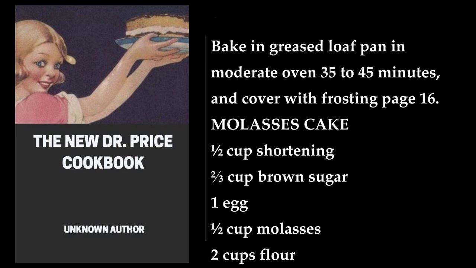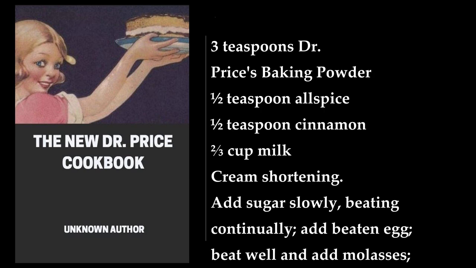Page 16. Molasses cake. 1/2 cup shortening. 2/3 cup brown sugar. 1 egg. 1/2 cup molasses. 2 cups flour. 1/2 teaspoon salt. 3 teaspoons Dr. Price's baking powder. 1/2 teaspoon allspice. 1/2 teaspoon cinnamon. 2/3 cup milk.